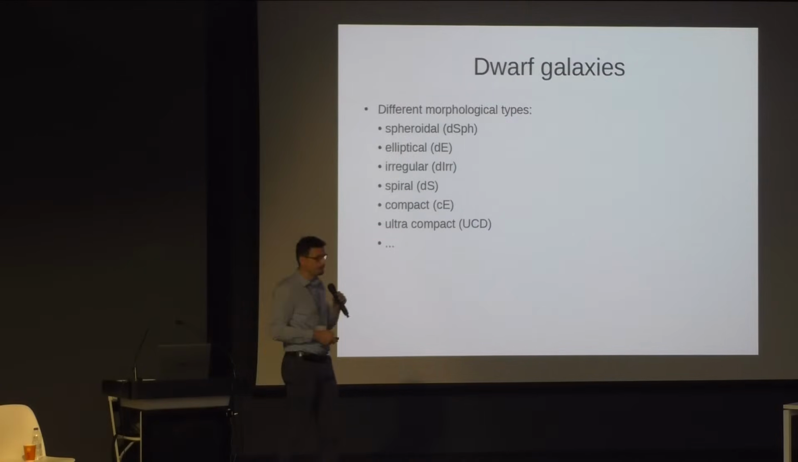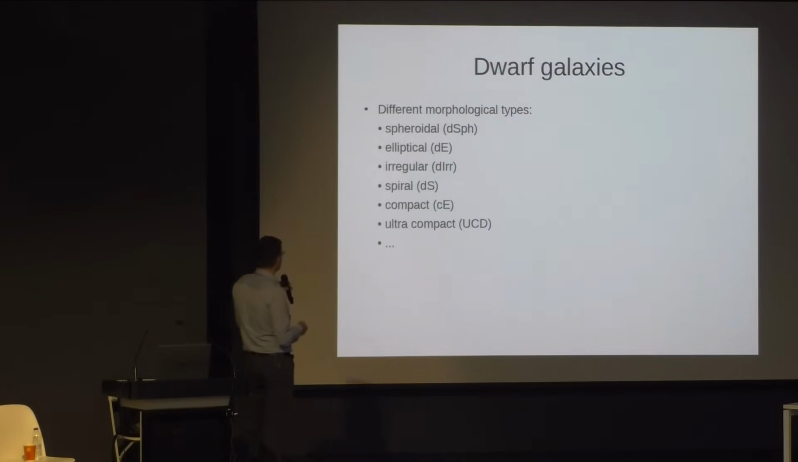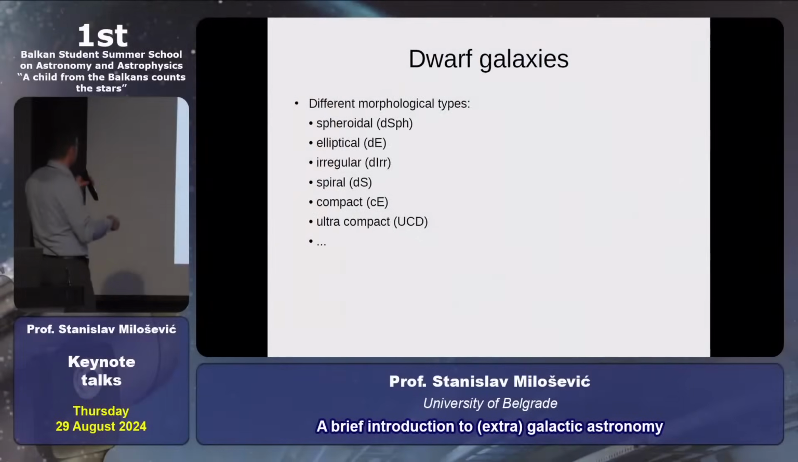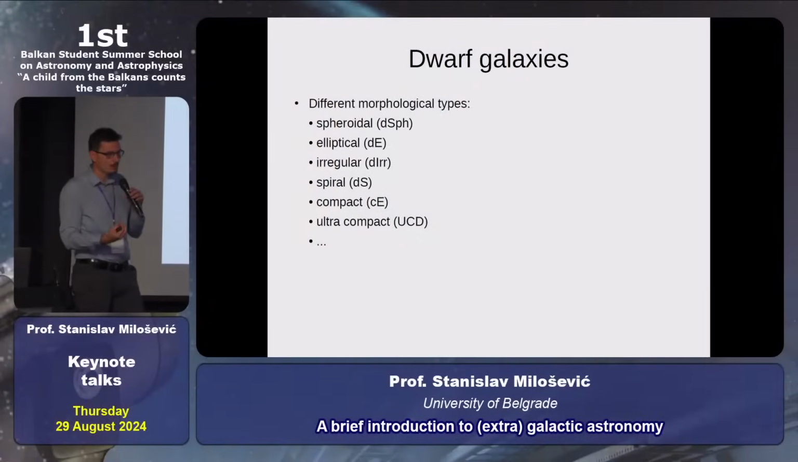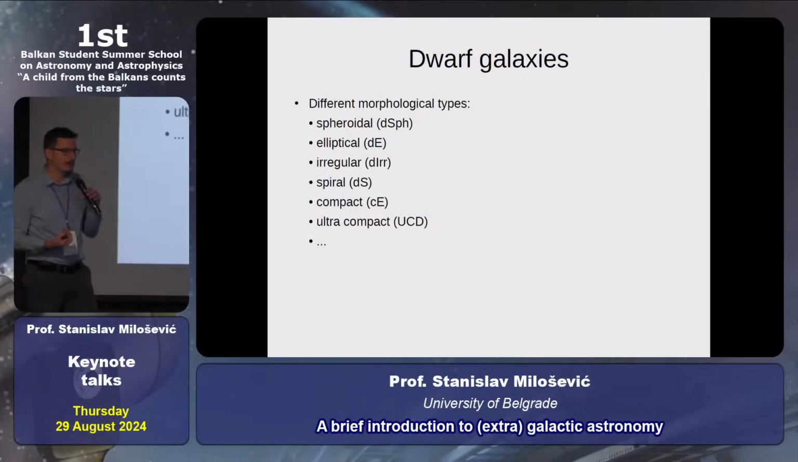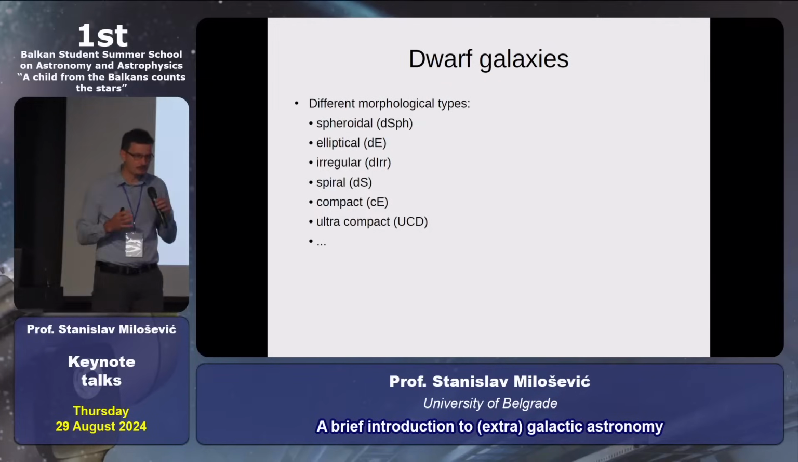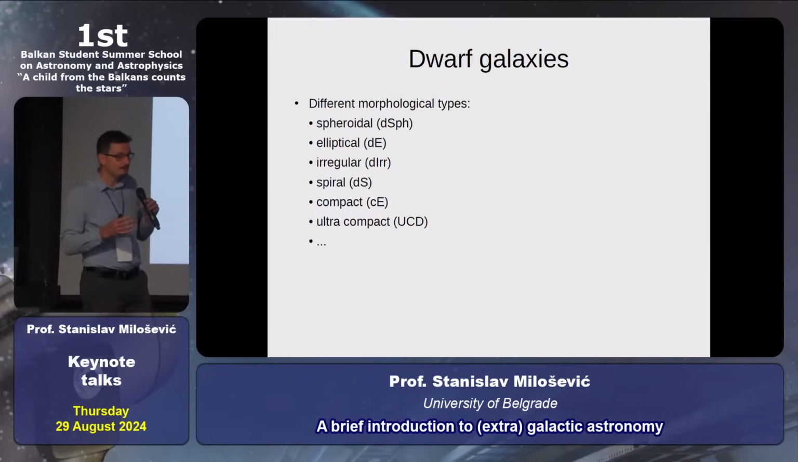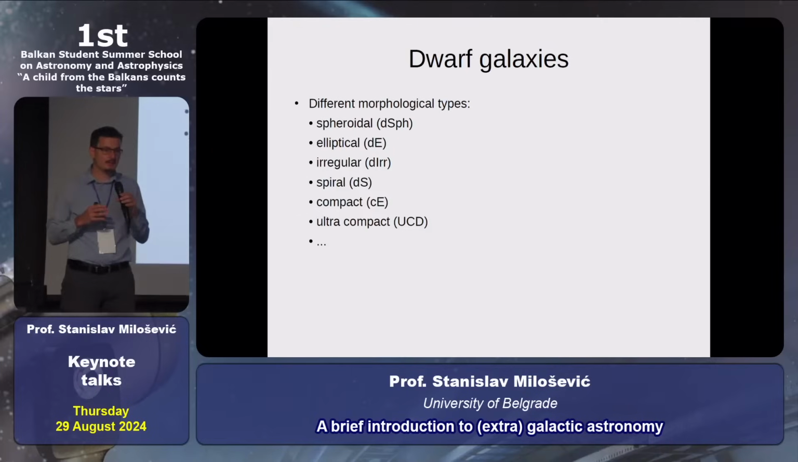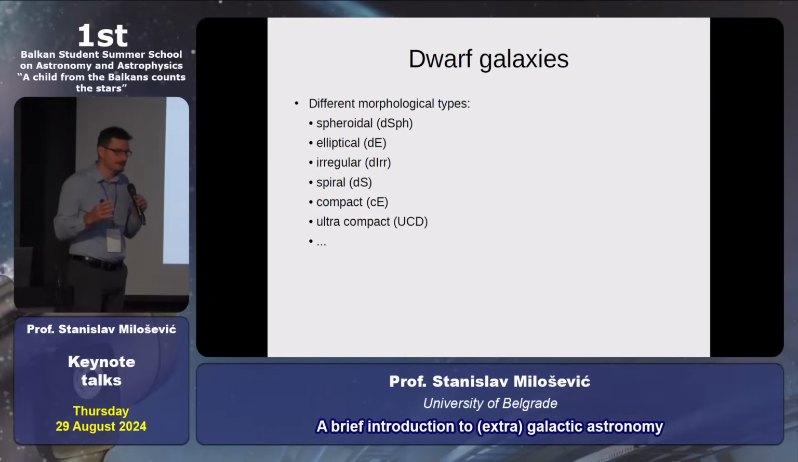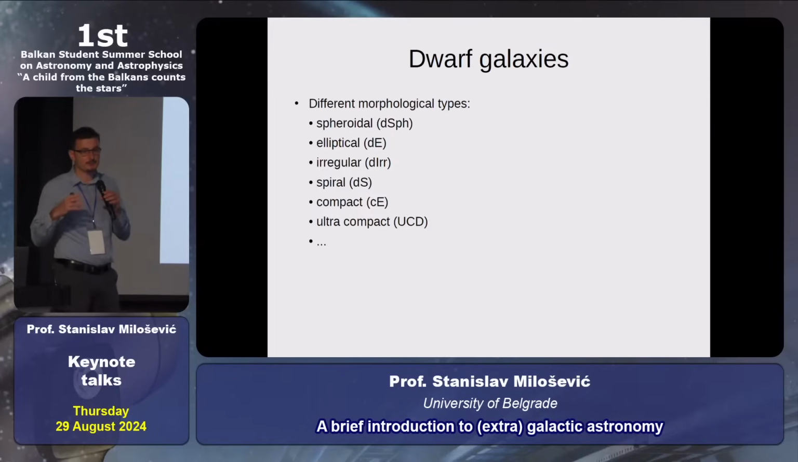And we have dwarf galaxies. When we talk about dwarf galaxies, we also have different morphological types, like dwarf spheroidals, ellipticals, spirals, compact, ultra-compact dwarf galaxies, and so on. These galaxies are very important because in the first stage of the universe, they survived the merger events. So there are some ancient galaxies from the early universe, and today they're mostly satellites of larger galaxies.